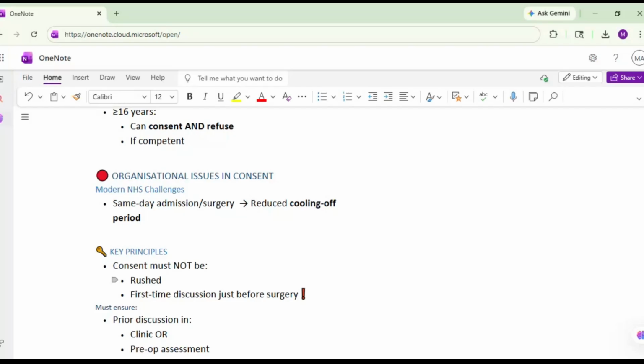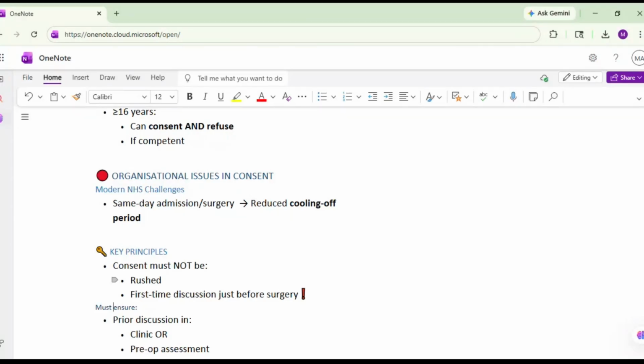So the cooling off period is given: you provide the information, but after providing the information, the patient has to think. That period is called the cooling off period. Now we are seeing the patient in the OPD and directly admitting them on the day of surgery because of the newer ERAS guidelines. So same day admission and surgery reduces the cooling off period. This is a little challenge, but it doesn't mean that we don't have to give the information.